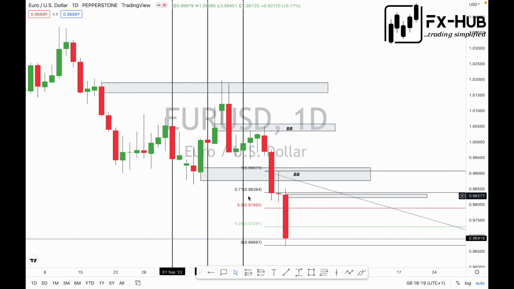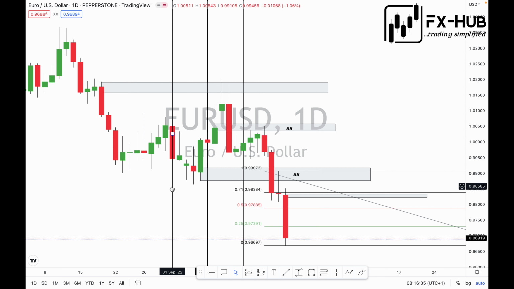Let's look at the market for now. This is going to be a very quick trade recap on what happened this week and what to expect next week. Now, I'm currently on the daily time frame. This is the Euro USD. If you're looking at the chart now, you'll notice something.